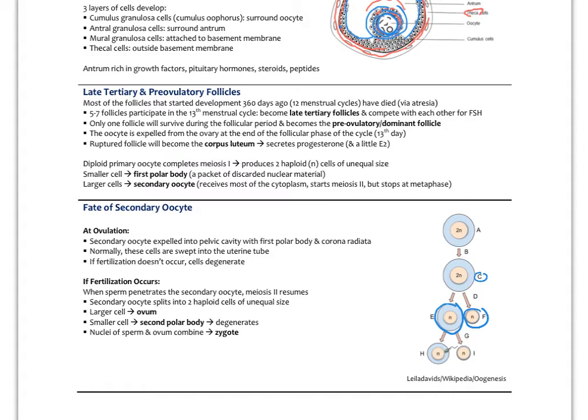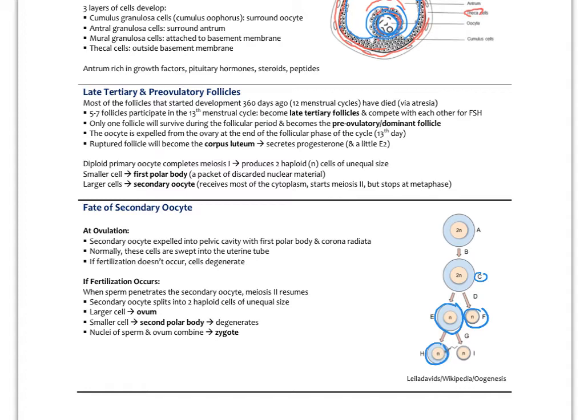The fate of the secondary oocyte now, at ovulation, is that it's expelled into the pelvic cavity with the first polar body and the zona pellucida around it with the corona radiata. Remember, those are a couple of those granulosa cells that go with it. Normally, these cells are then swept into the uterine tube. If fertilization doesn't occur, the cells will then just degenerate. But if fertilization does occur, when the sperm penetrates the secondary oocyte, meiosis II resumes. The secondary oocyte splits into two haploid cells, again of unequal size. The larger one will become the ovum, and again the sperm has now entered it.